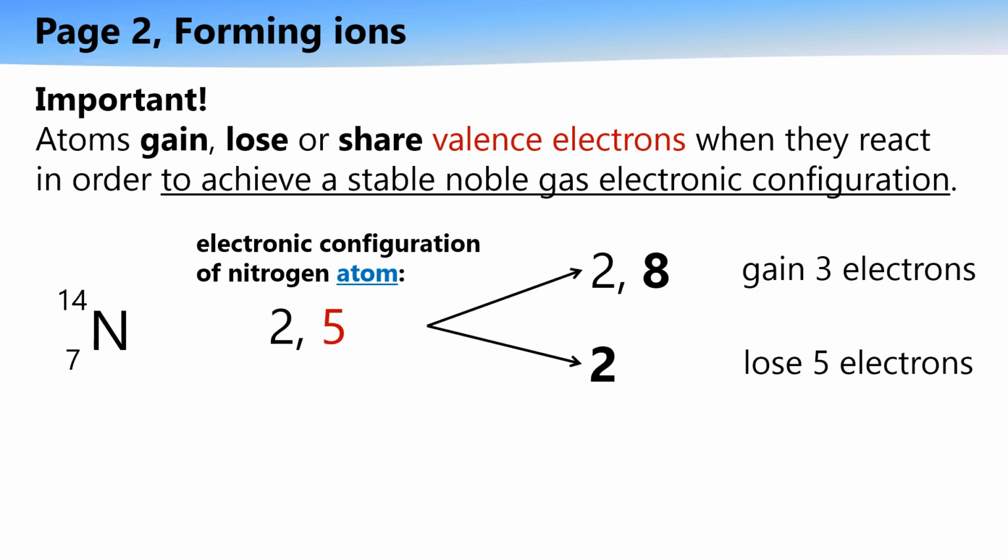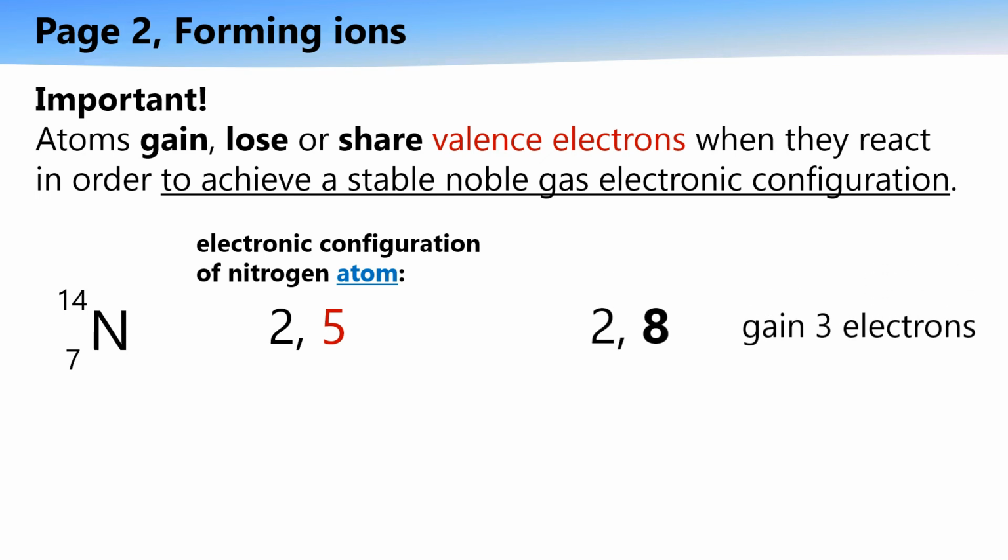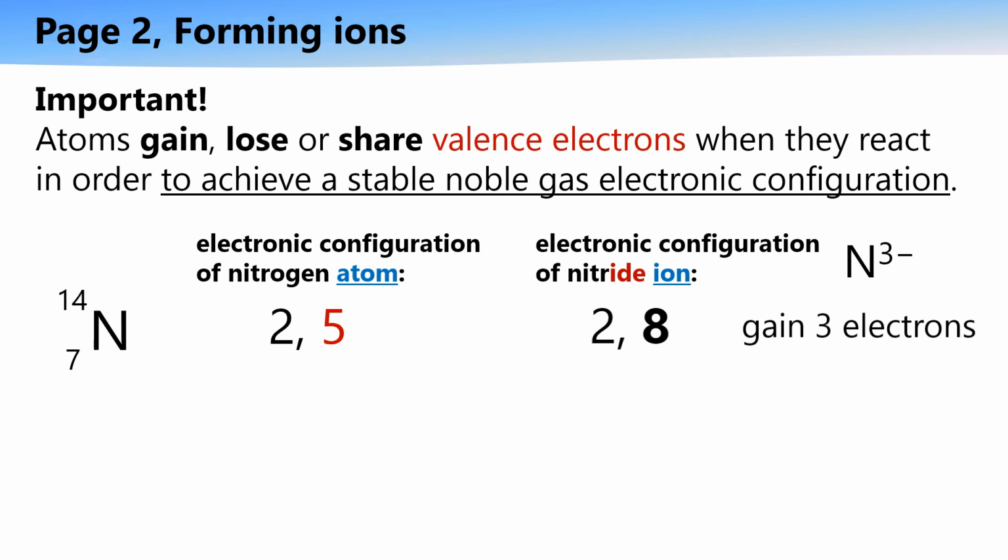Okay, so which one is easier, gaining 3 electrons or losing 5 electrons? It is easier to gain 3 electrons than losing 5 electrons. So in this case, the electronic configuration for the nitride ion would be 2,8. And since it gained 3 electrons, we can represent the ion by writing N with 3 negative charge.